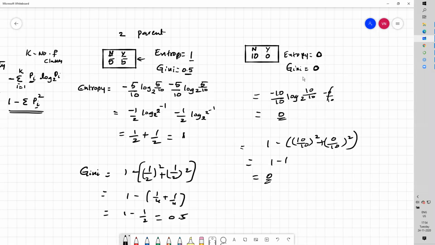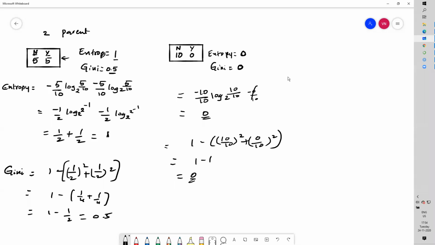For a node which is anywhere in between these two, let's say now one of the child nodes we have, no has 4 observations, S has 1 observation. So what would be the entropy of this? Minus 4 by 5 log of 4 by 5 to the base 2 minus 1 by 5 log of 1 by 5 to the base 2. So this would be roughly around 0.2 if we compute this.